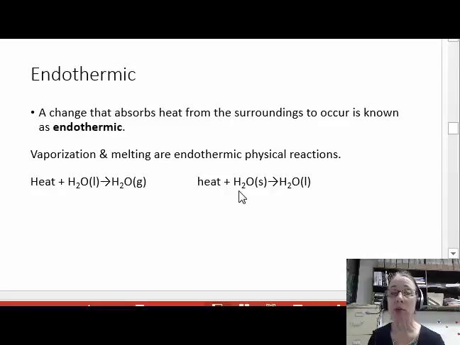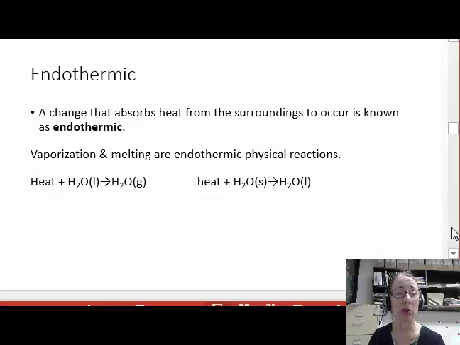For ice to melt, it must absorb heat, and thus is an endothermic process. Liquid water has more kinetic energy than solid water. That kinetic energy has to come from somewhere. Both of these processes are endothermic. The products have more energy than the reactants.